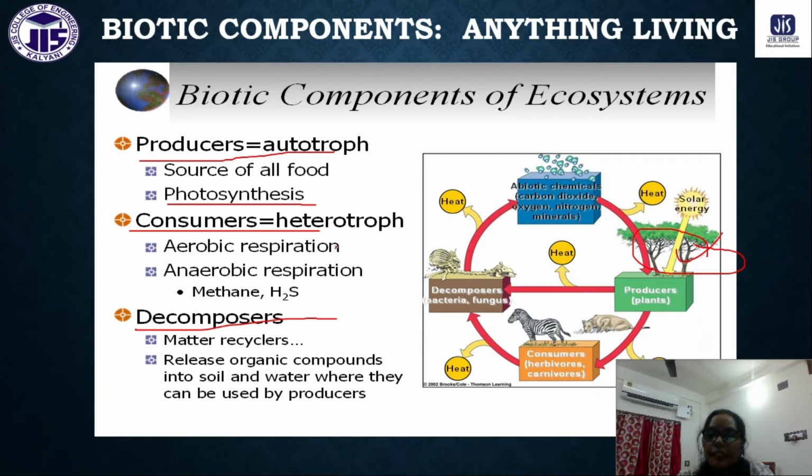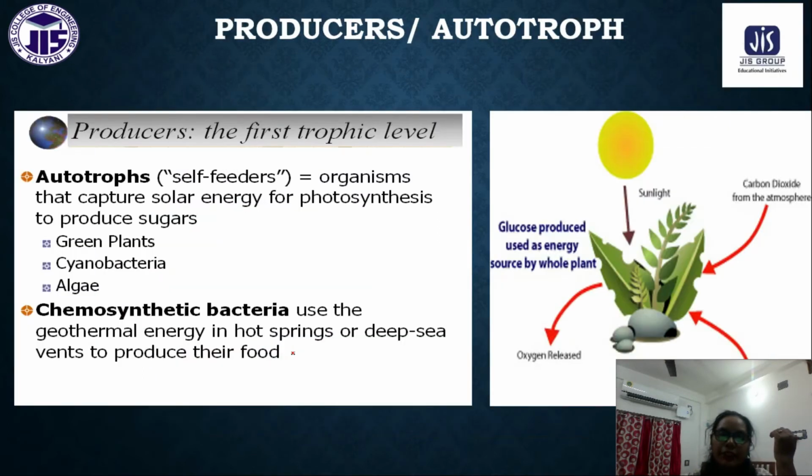Consumers generally means animals which are fed on the producers. They can be herbivorous, carnivorous, or omnivorous. They carry out aerobic respiration and anaerobic respiration. And decomposer means they can decompose and recycle the organic materials into the soil, into the water. So they are the decomposers. Generally some of the bacteria belong to this category.